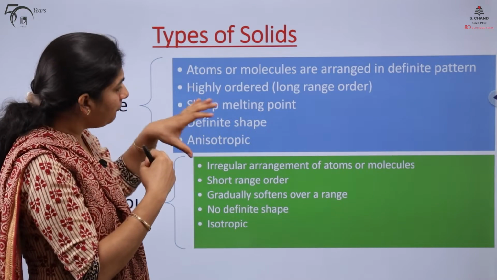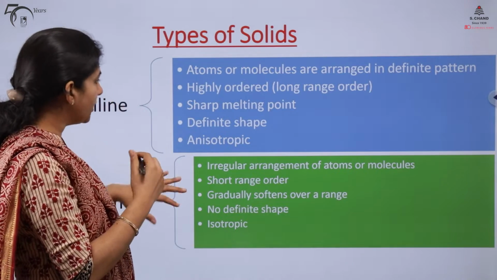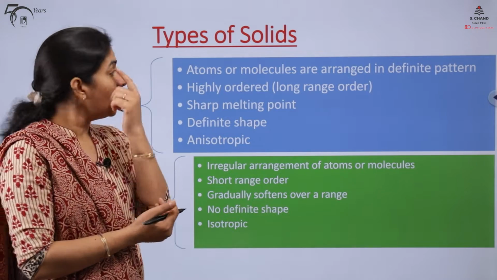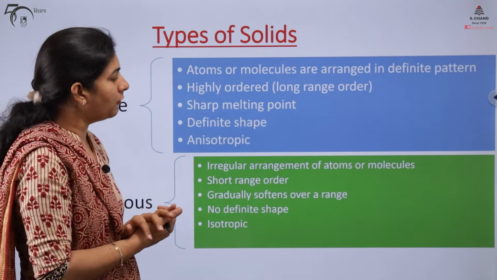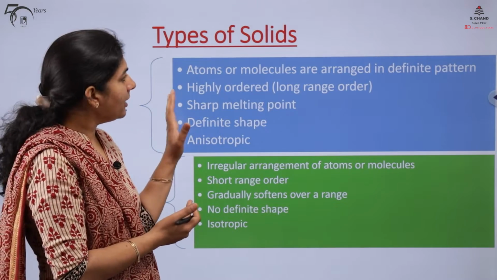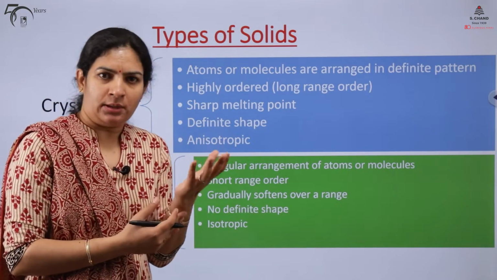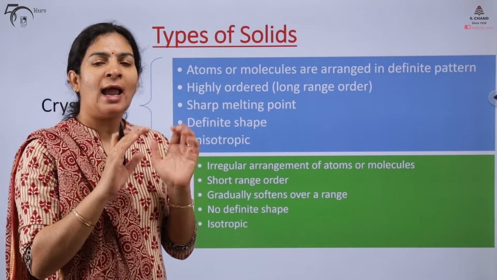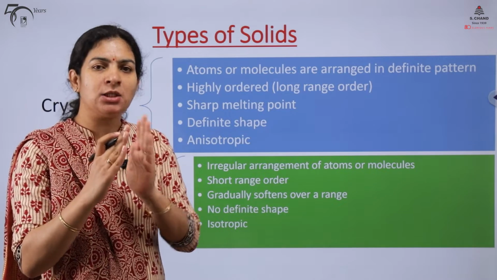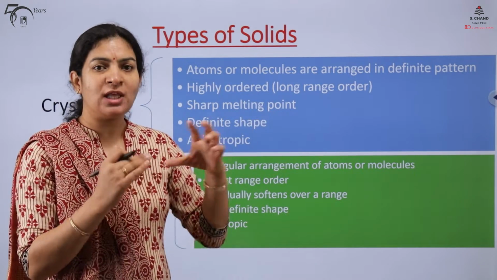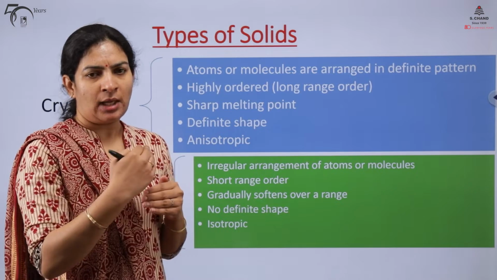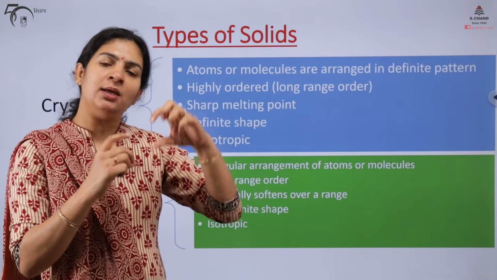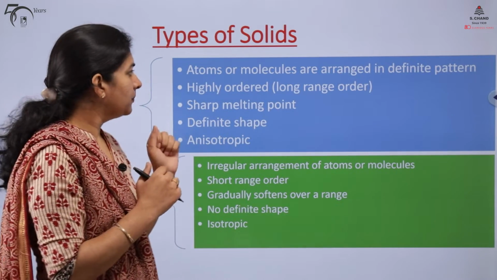Now what is different about the amorphous solids from crystalline solids? These are the few points which I have highlighted in order to differentiate the two types of solids. Crystalline solids are most ordered, which means the atoms or molecules are arranged in a definite pattern and that pattern gets repeated over a long range. So they have a long range order, right? Even if we go to infinity, this particular structure will be repeated over and over again.